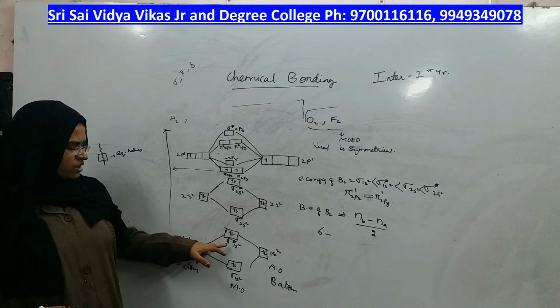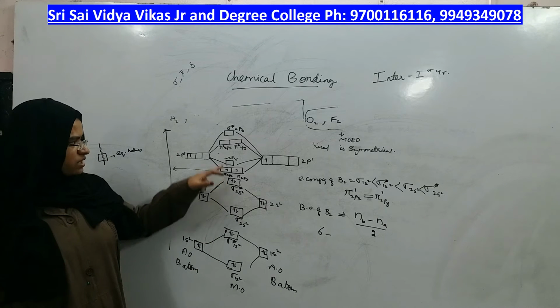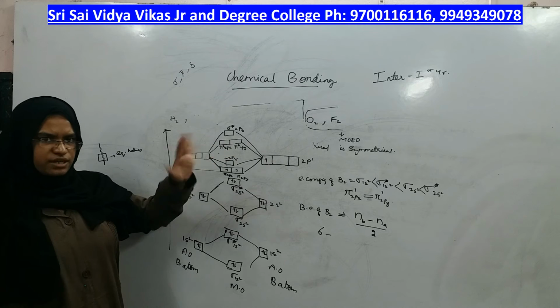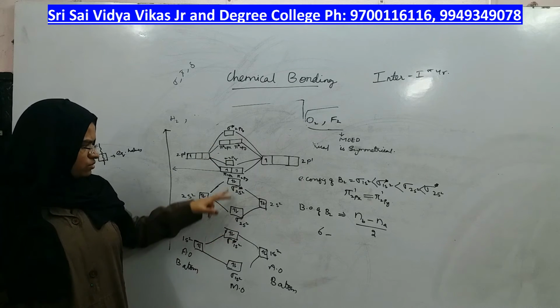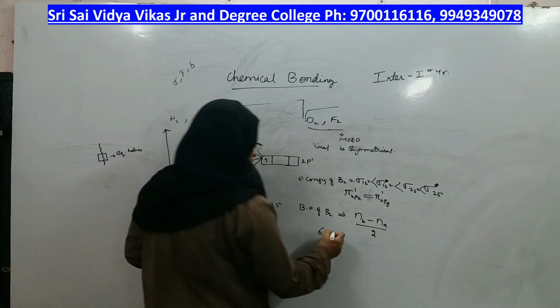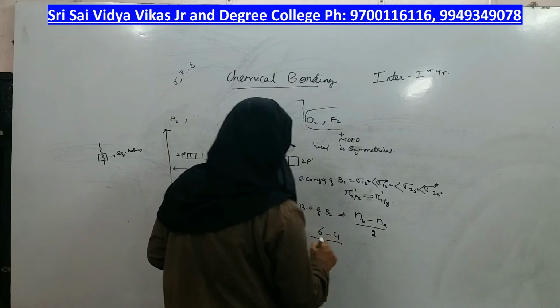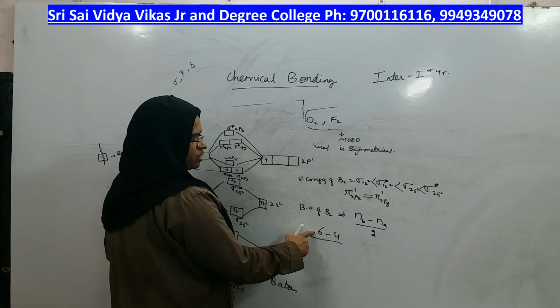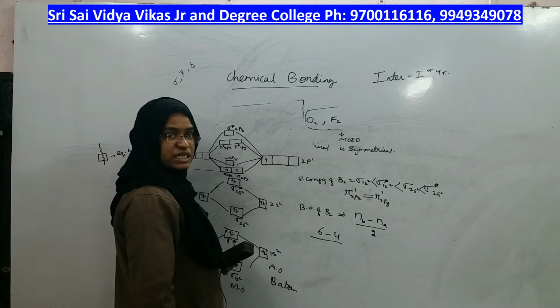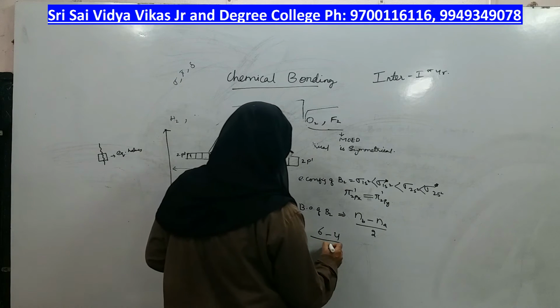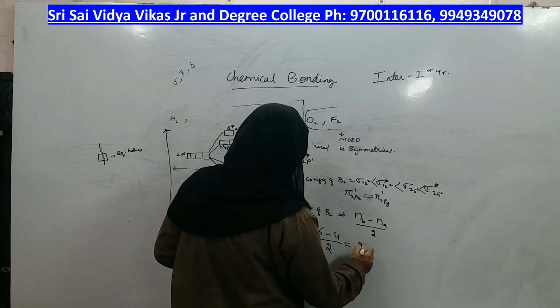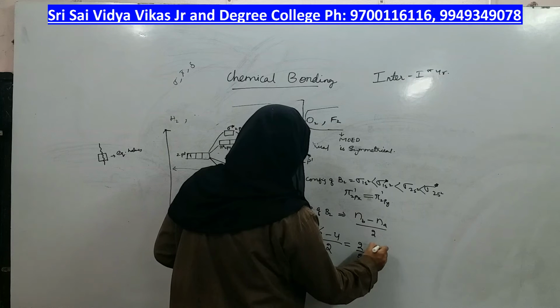Anti-bonding, who are the anti-bonding? This is anti-bonding and this is anti-bonding. This is also anti-bonding, but are there any electrons? No. 1, 2, 3, 4. Out of 10 electrons, 6 are present in the bonding molecular orbitals and 4 are present in the anti-bonding molecular orbitals, divided by 2, which is 2 by 2, bond order is 1.